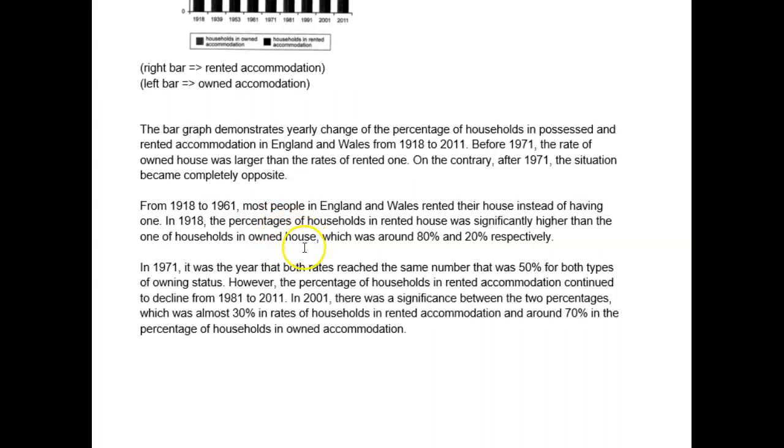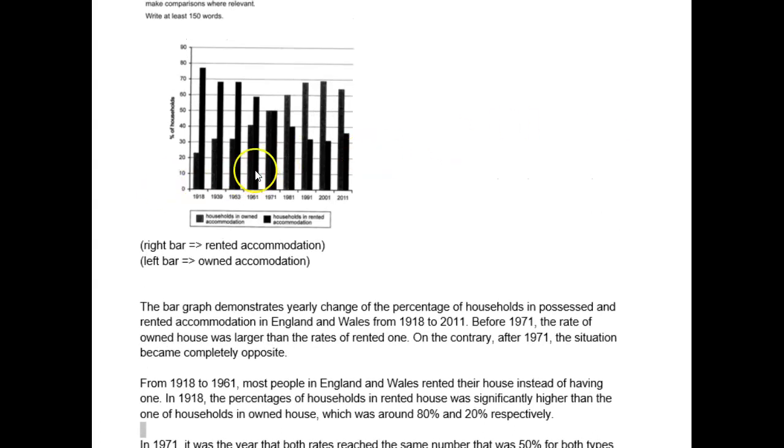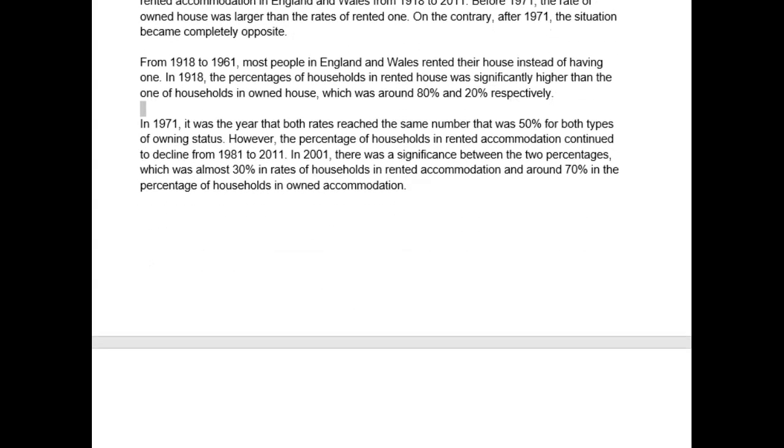So the percentage of households in rented accommodation was significantly higher than that of households in owned houses, which was around 80 and 20% respectively. Okay, so basically you've told us here some information about 1918 to 1961, so this part of the graph right here, where rented homes were more than owned homes. You told us what that beginning figure was, but you don't give us any other figures for those years in question.